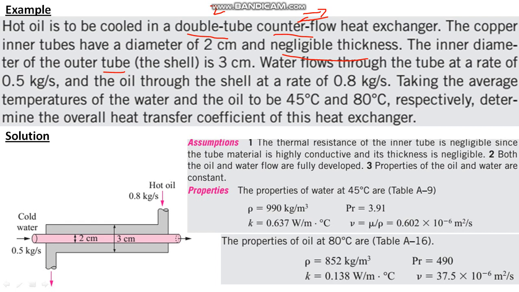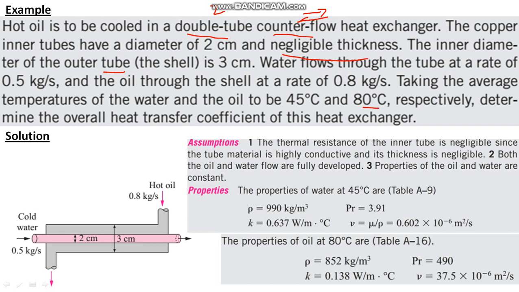Water flows through the tube at a rate of 0.5 kg/s, and oil flows through the shell at a rate of 0.8 kg/s. Water is flowing in the inner tube and oil is flowing in the outer tube. Taking the average temperatures of the water and oil to be 45 degrees Celsius and 80 degrees Celsius: the average temperature is the inlet plus the outlet divided by 2. For water it is 45, for oil it is 80.